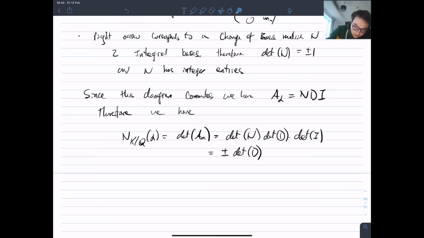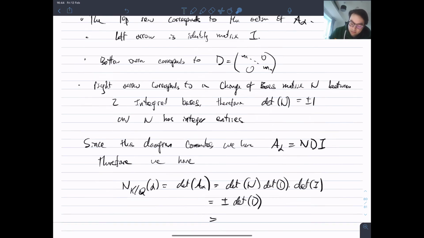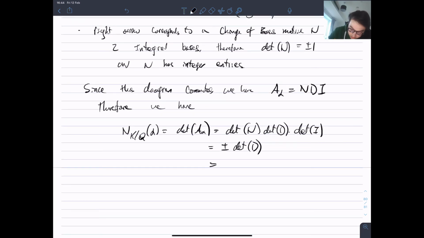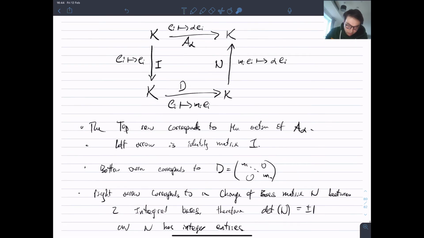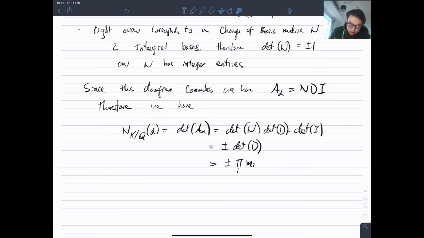But remember that we know what the matrix D is. It's this diagonal matrix with m_i's along the diagonal. So this is plus or minus the product over i of these m_i's. Coming back up to the first thing we proved, the norm of this ideal was the same thing as the product of these m_i's up to absolute values. So if I just take absolute values of this, I get the result. So maybe this is a typo in the theorem. Maybe I should have put, yeah, I'm missing a plus or minus.